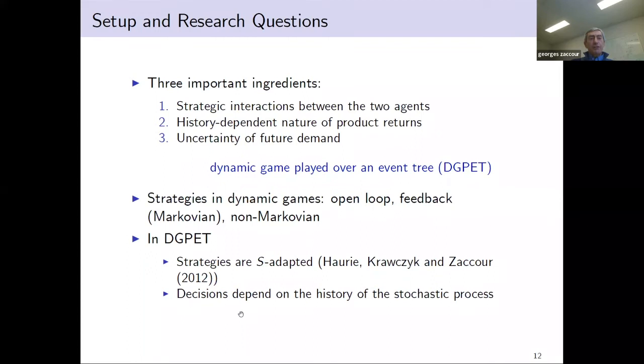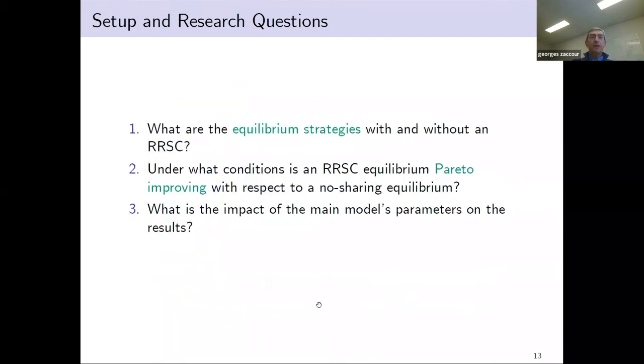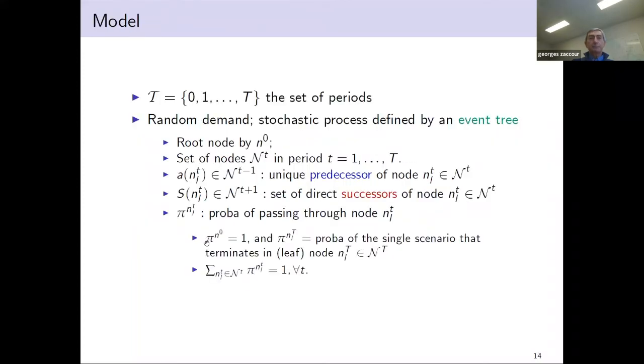So essentially here, the decisions depend on the history of the stochastic process, and I will show you later on what it means. So the questions that we are after: one is to characterize the equilibrium strategies. Second, we are intrigued to see if a revenue sharing contract will be Pareto improving with respect to a no sharing equilibrium. As I have showed in the cartoon example before, it's always the case. Here we would like to see if this result stands also. And as typically in this kind of situation, we want to look at some sensitivity analysis.